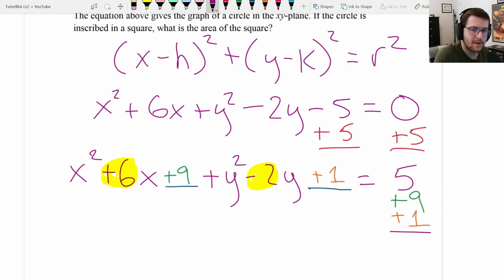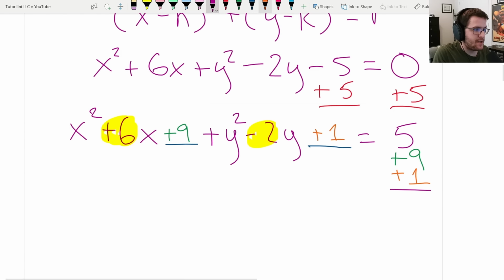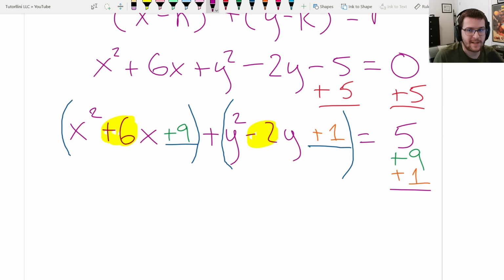Let's go back to the whiteboard. Okay, now that we have these nice quadratics, I can put some parentheses around them. And we're going to factor, and if we did it right, they should come out to perfect squares. So what adds to 6 and multiplies to 9? Well, that's 3. What adds to -2 and multiplies to 1? Well, that's -1 times -1, right?